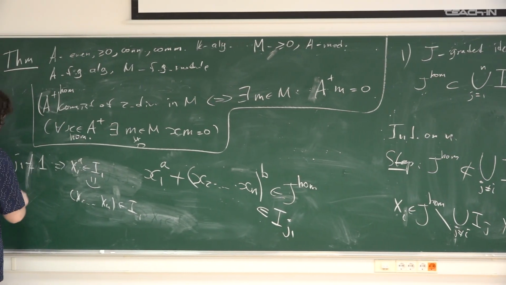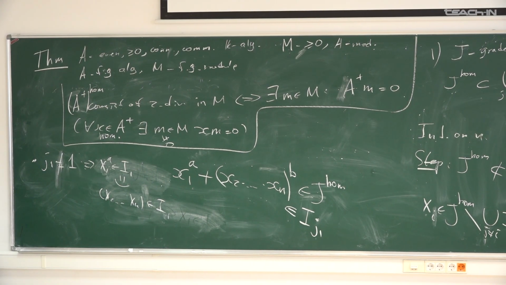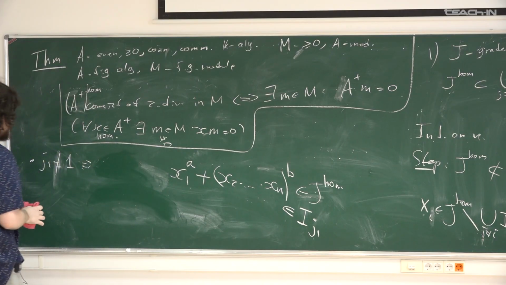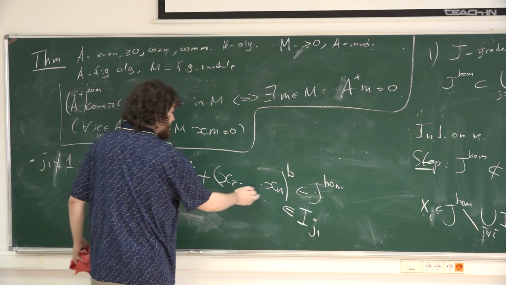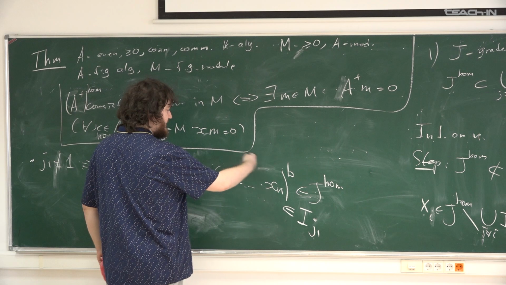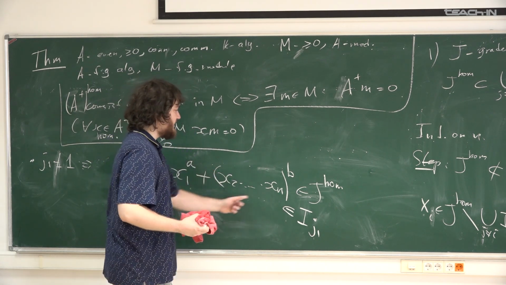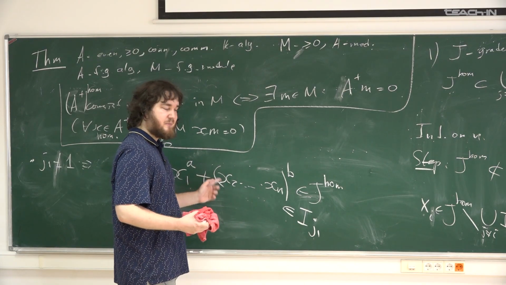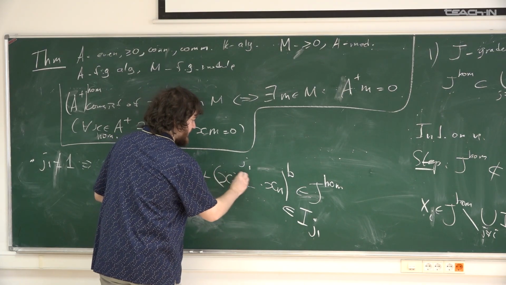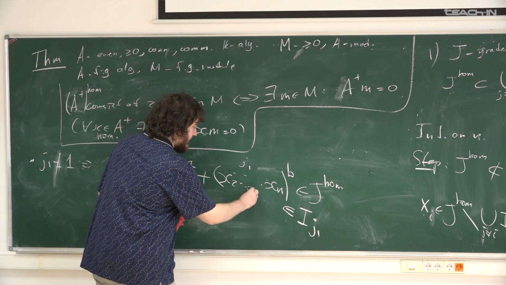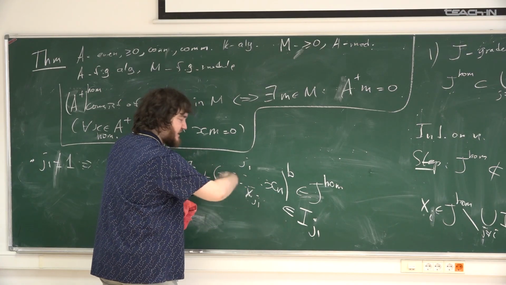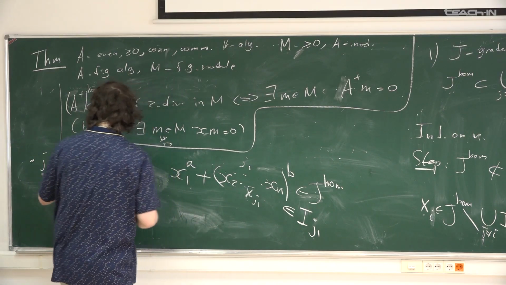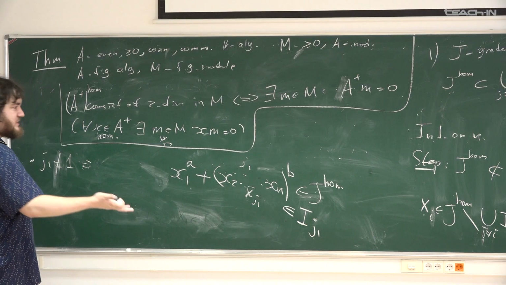If j1 is not 1, then it's some of these elements, some of these numbers. Then this, because it's an ideal, for example, lies in I_j1. Yes, because j1 is one of the numbers 2 to n. So x_j1 is somewhere here, and because it's an ideal, this lies in I_j1. So x1 lies in I_j1. This is also a contradiction. So it cannot happen.